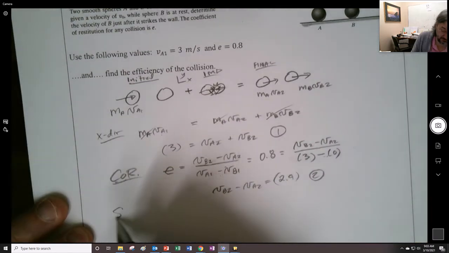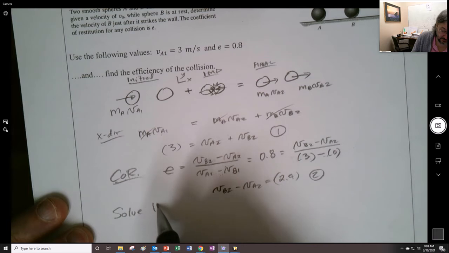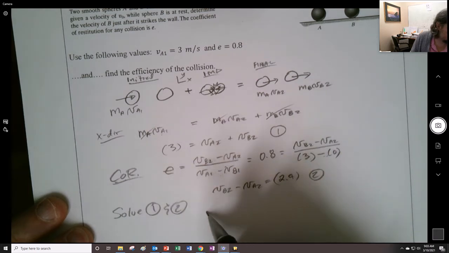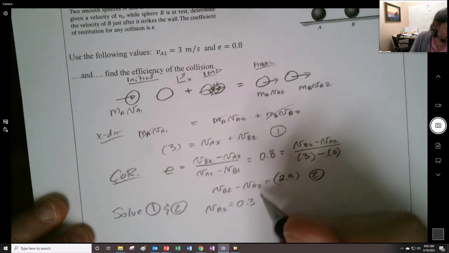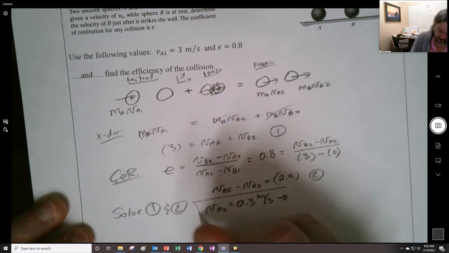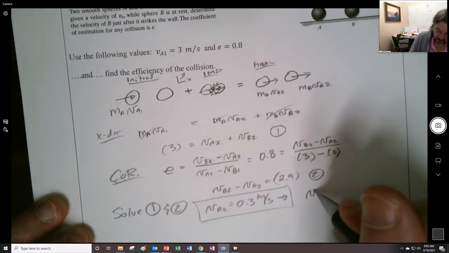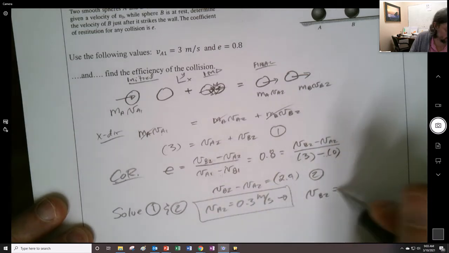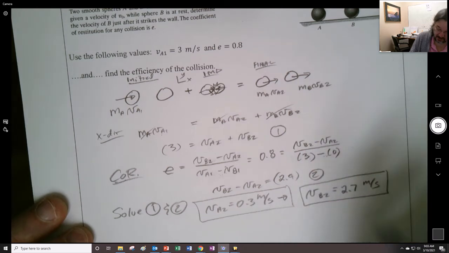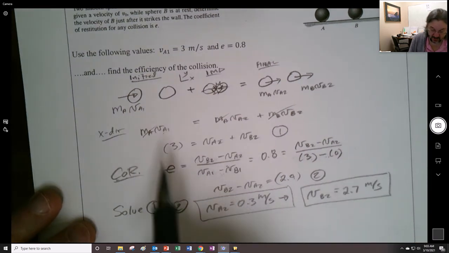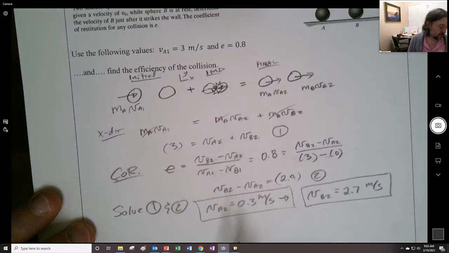We solve 1 and 2. Not too difficult to do. And we get VA2 is equal to 0.3 meters per second. So it still is going in a positive direction. And VB2 is 2.7 meters per second. So there was something lost in between those two things right here.